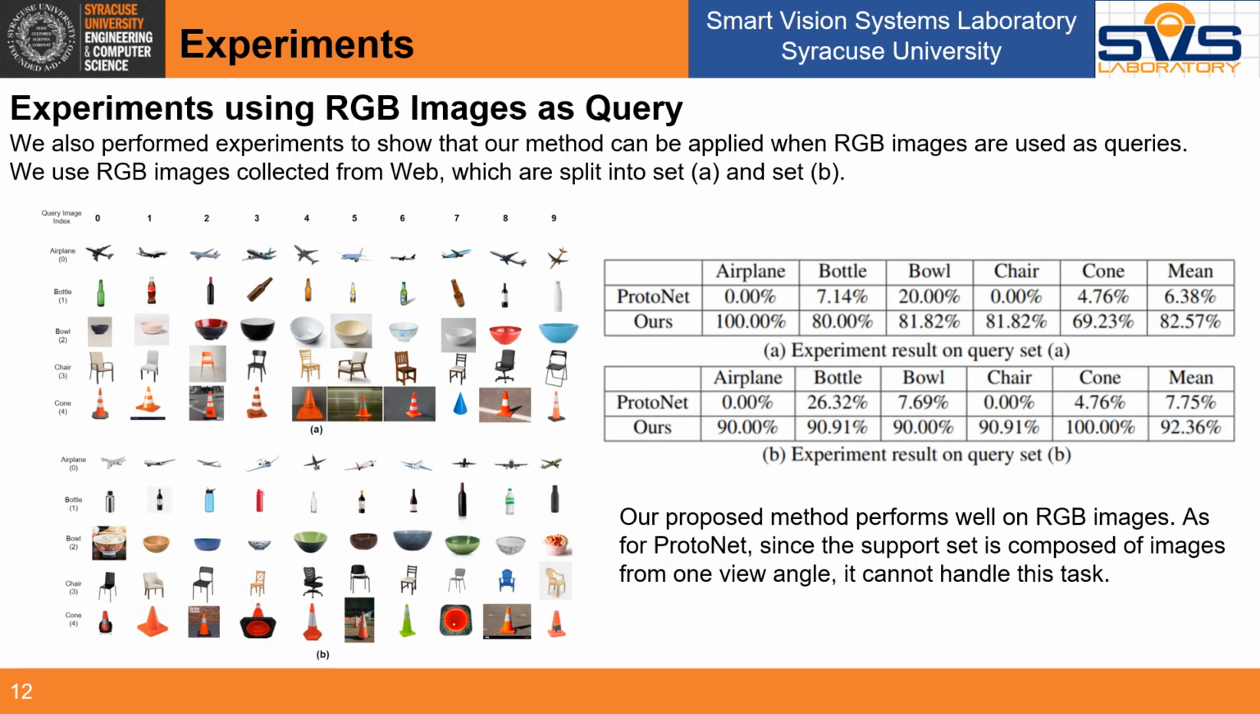In the previous experiment, all query images are rendered from the Toys4K dataset. Here, we use real-world images collected from the internet as the query set, and we could see here our method greatly outperforms ProtoNet for each class.